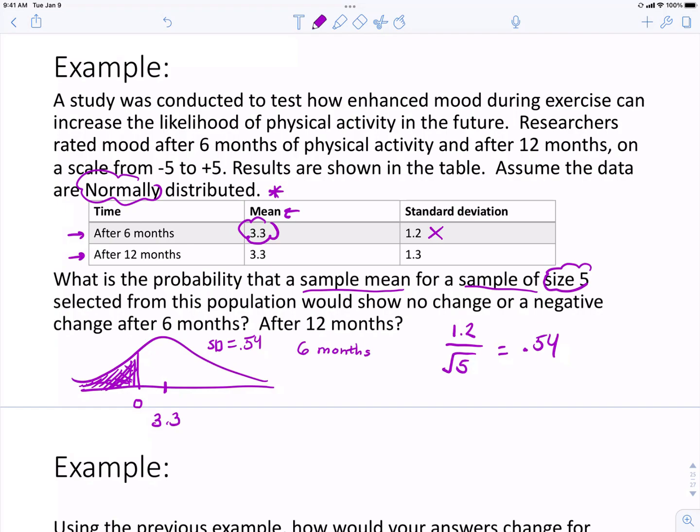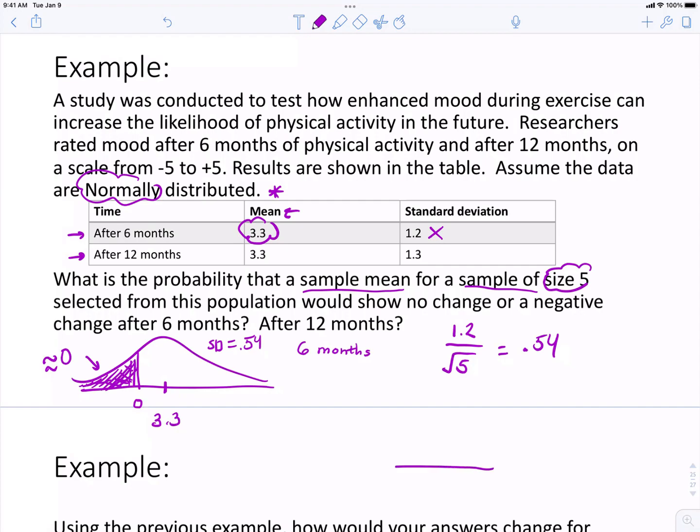So we would go to a normal distribution, and we want to have a mean of 3.3. The spread of this is 0.54. And so this area here would be approximately 0. Okay, it's a very, very small probability that after 6 months you would find that change. Okay, let's take a look at the second question. It says, what about if we did the picture for 12 months?